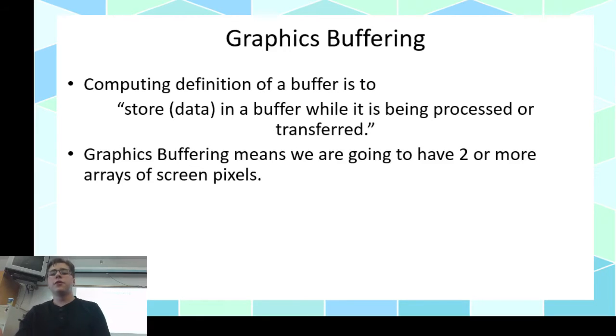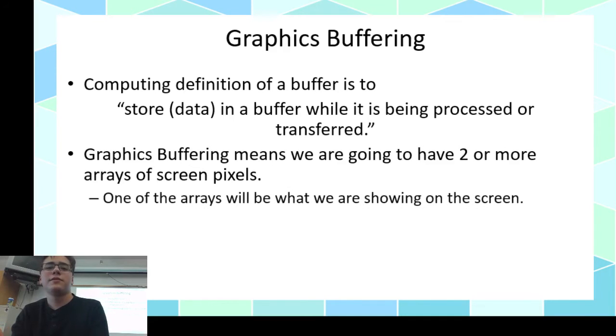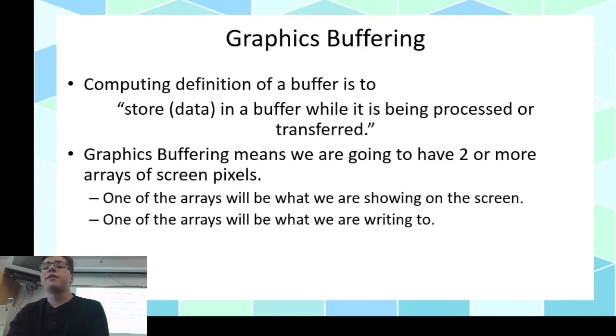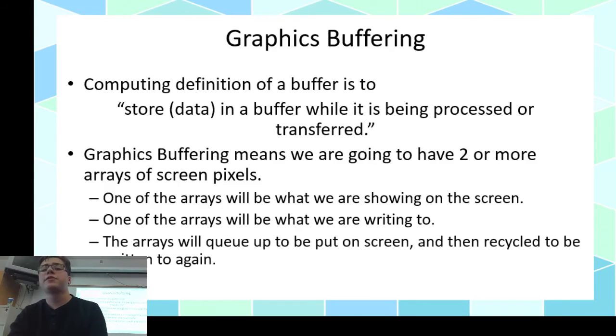So we're going to have 2 or more areas of screen pixels, as many as you want, really. There's a smart amount to have. You don't want to have like 50 buffers, because that's going to be work for you. One of the areas will be what we are showing on the screen. It's going to be what the user is actually seeing at the time. And one of the arrays is going to be what we're writing to. And the rest of the arrays are just going to queue up to be put on screen and then recycle to be written again. So they're all switched and everything's recycled to be used again. So that's right there.